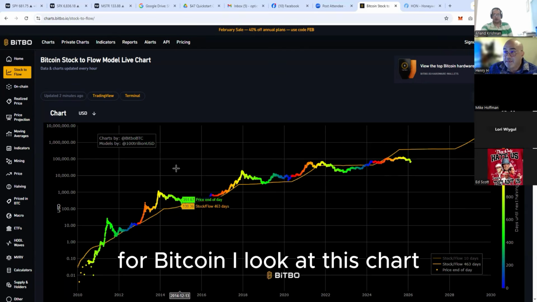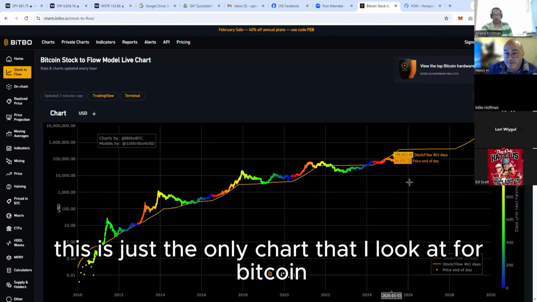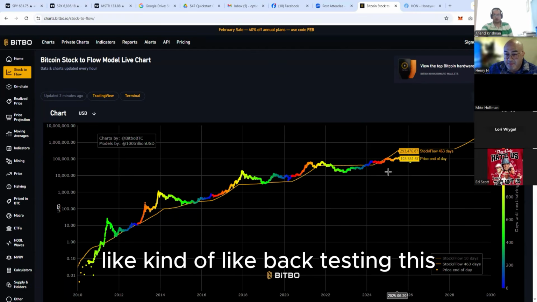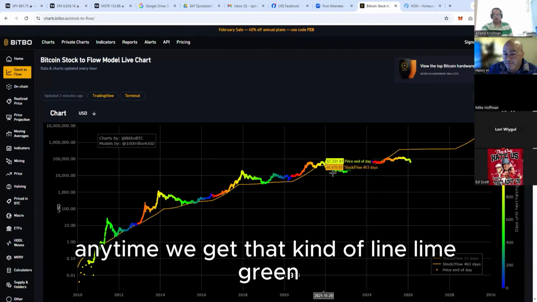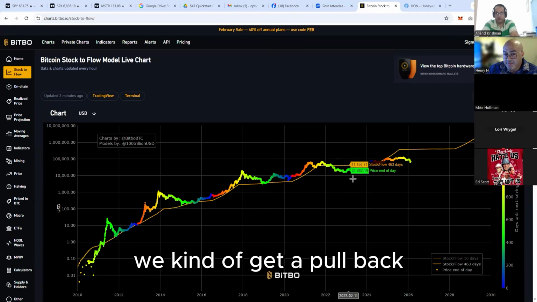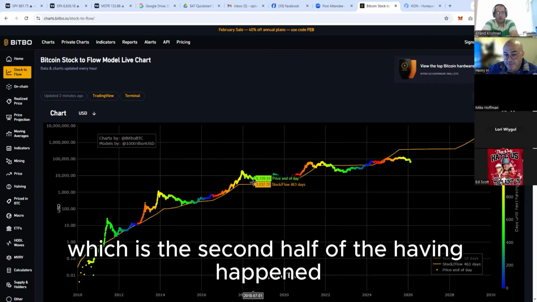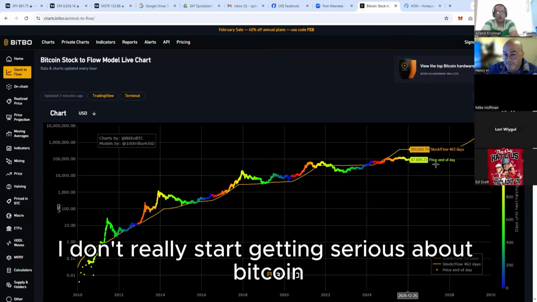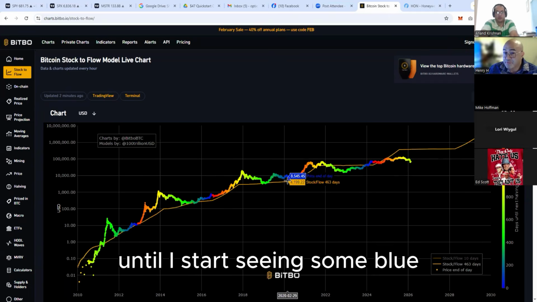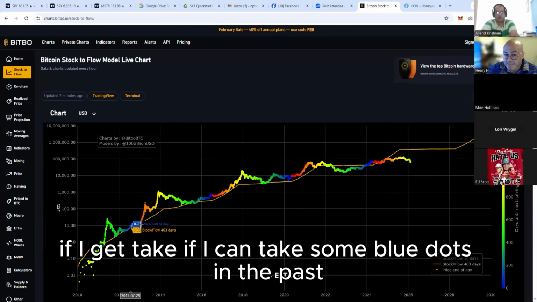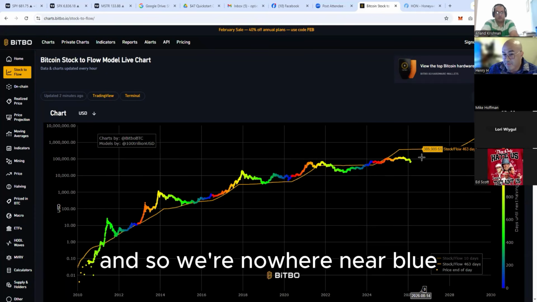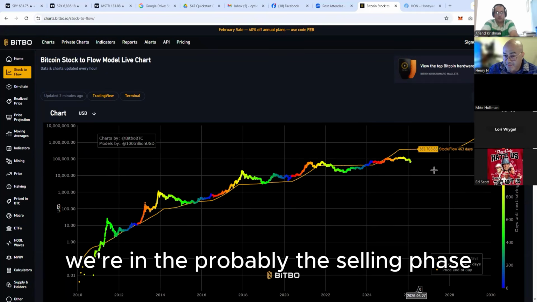For Bitcoin, this is the only chart that I look at. In the past, back testing this, anytime we get that yellow to lime green, we get a pullback, which is happening, which is the second half of the halving each time. I don't really start getting serious about Bitcoin until I start seeing some blue dots. If I can take some blue dots in the past, it's done pretty well. And so we're nowhere near blue. We're probably in the selling phase.